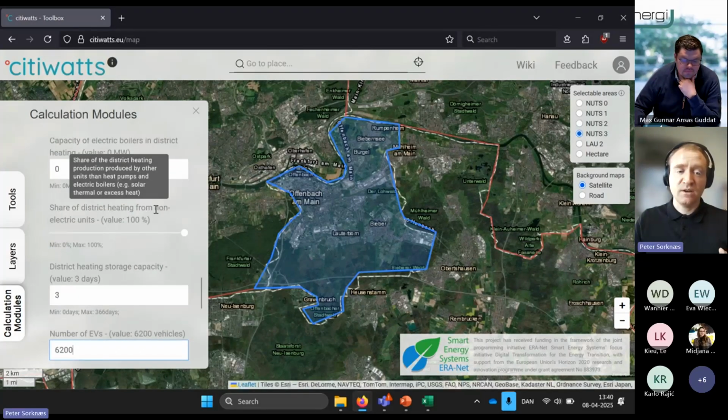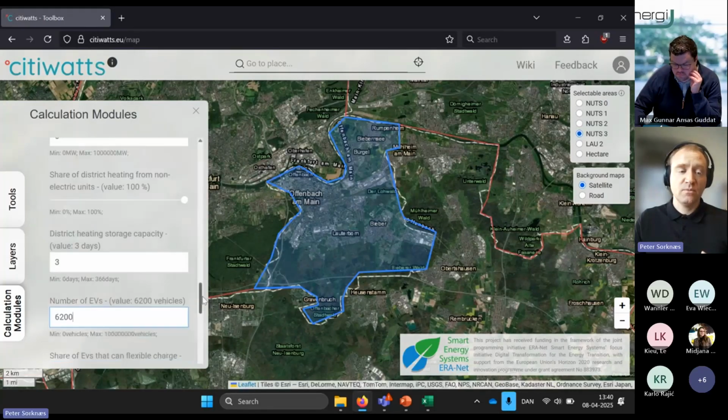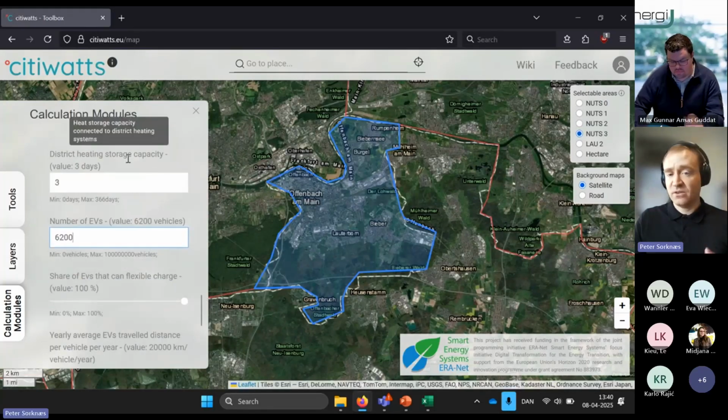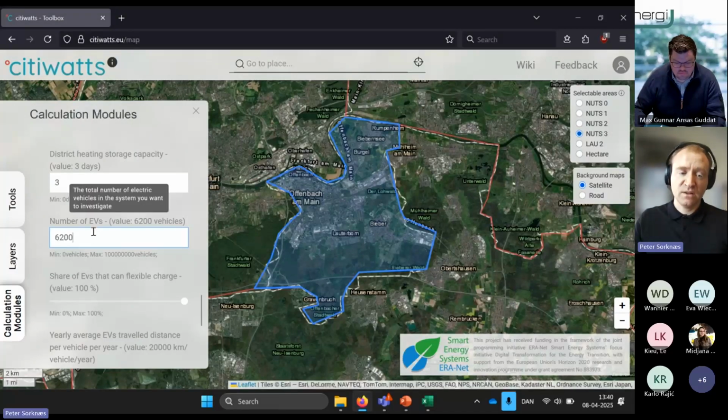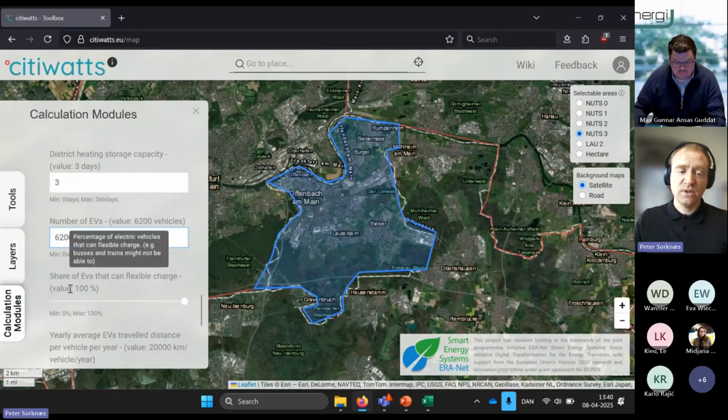And here then the share of district heating from non-electric units. I could also adjust the storage. I can just assume the default value here is okay. And then the number of EVs I have added here. And then you can see here, you can change how flexible, how many of these will charge flexibly.